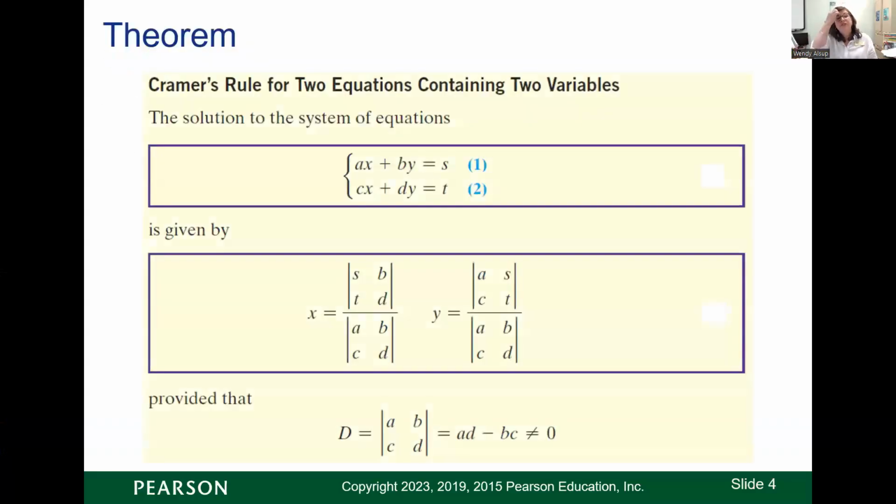Cramer's rule says you can use determinants to solve a system of equations. We know how to find 2x2 determinants. Let's say we have a system of two equations with two variables: ax plus by equals some constant s, and cx plus dy equals some constant t. Then x's value will be the determinant of s, b, t, d divided by the basic determinant of a, b, c, d. y will be the determinant of a, s, c, t over the determinant of a, b, c, d. What does all of this mean?